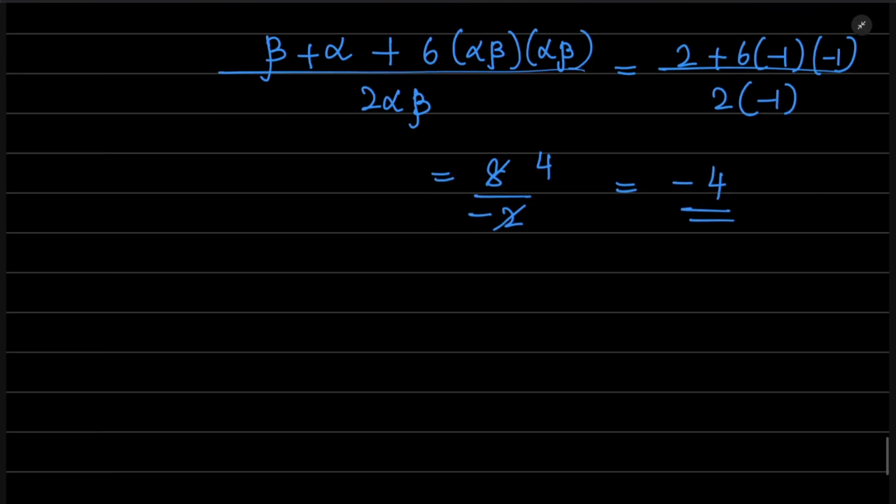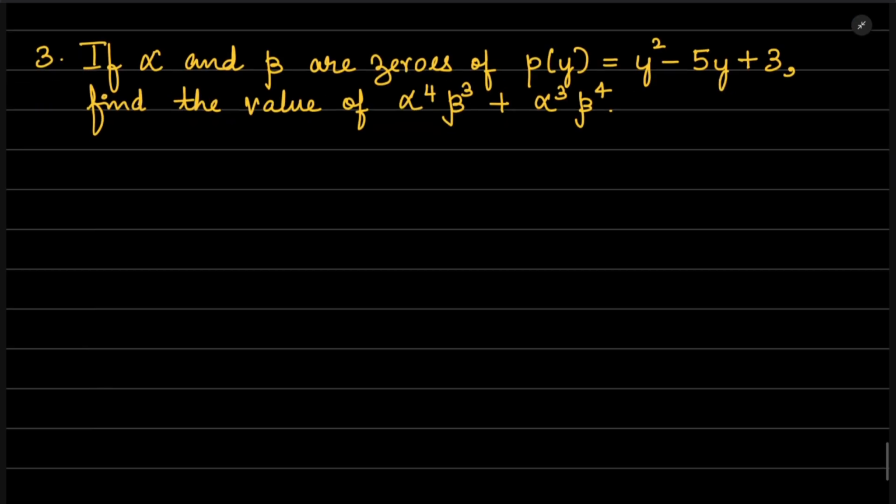Let's move on to the third question of the day. If alpha and beta are the zeros of the given polynomial, you have to find the value of alpha to the power 4 beta cube plus alpha cube beta to the power 4. Let us write the given polynomial. P of y equals y square minus 5y plus 3. This is the given polynomial.